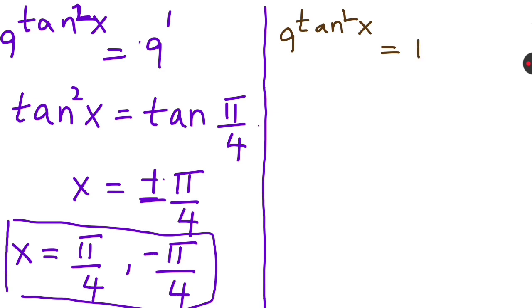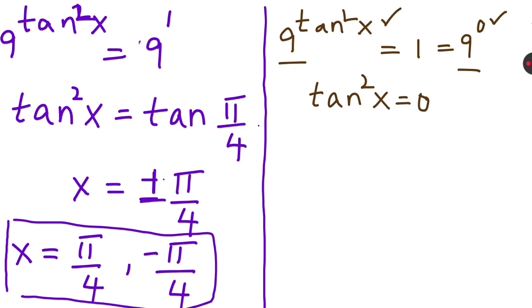So 1 we can write it as 9 raised to power of 0. So anything to the power 0 is nothing but 1. Now when bases are same, we can equate the powers. Tan square x we can write as 0. When it is 0, tan 0 degrees is 0. So instead of 0 we can write tan 0. So the x value is 0.